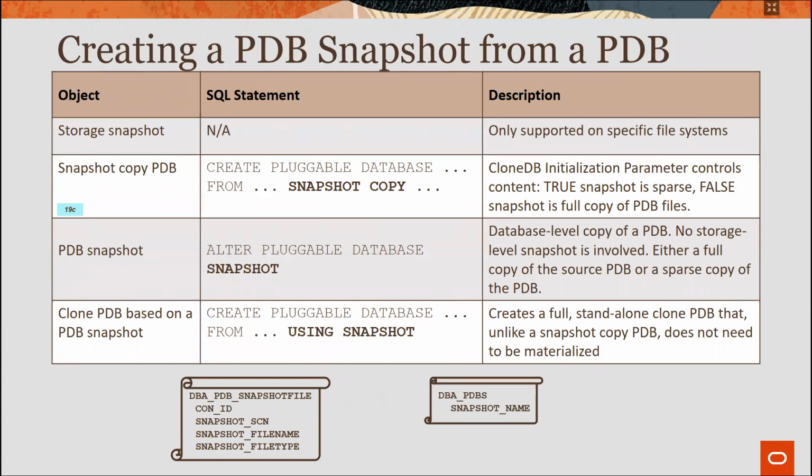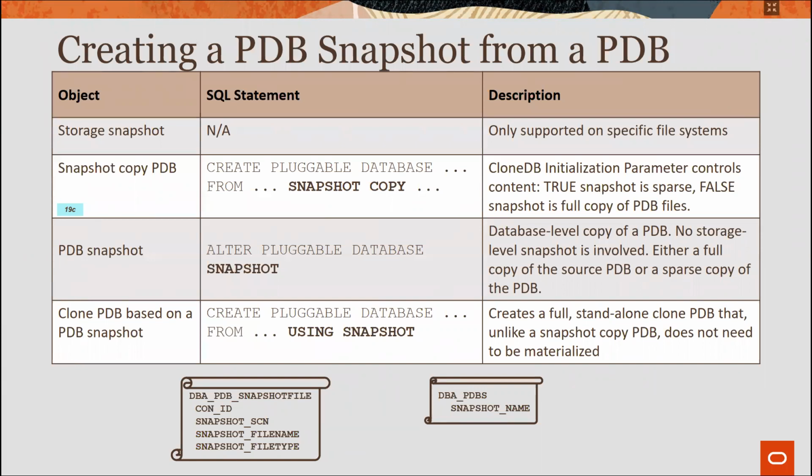I can say I want that particular snapshot to be sparse, where I'm not getting all of the data files, or it can be false, where I want to get all of them. So we have true or false, depending on what level of control you want. It gives the DBA a little bit more option when doing this work.